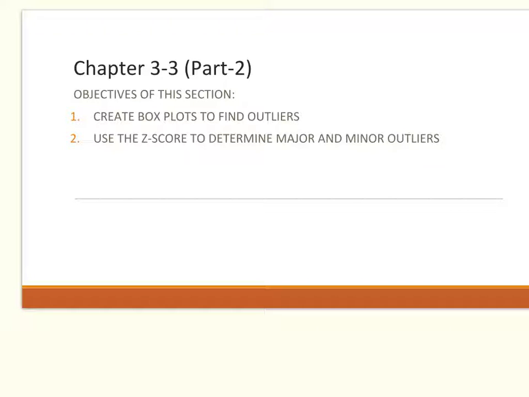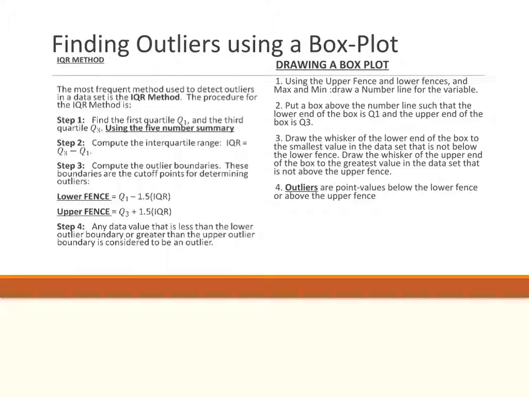So this is the second part of chapter 3.3, and our objectives in this part of this section are to create box plots, find outliers, and use the z-score to determine either a major or minor outlier or outliers. So we're going to find outliers using a box plot.